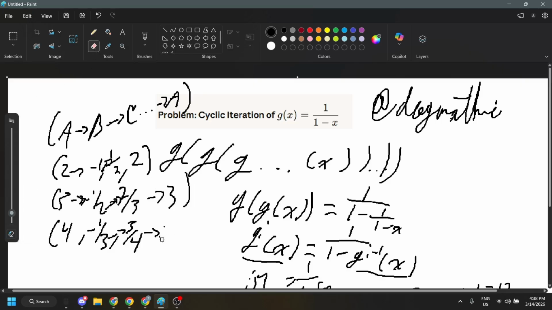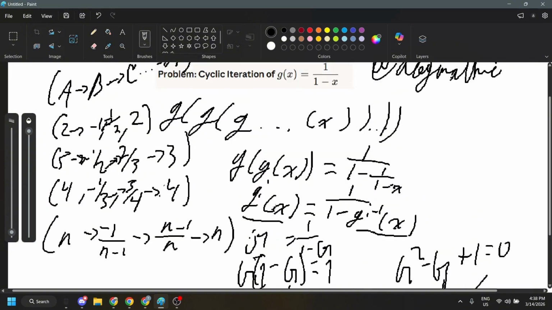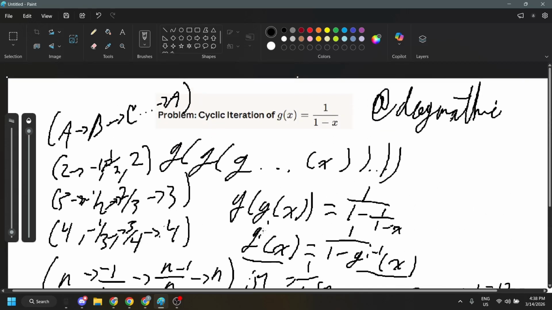So then 1 over 1 minus, yeah, is a fourth. Okay, so our pattern is starting in n, then we go to negative 1 over n minus 1, then we go to n minus 1 over n, and we go to n. Can we show this algebraically? So if we put, oh yeah, we probably can.